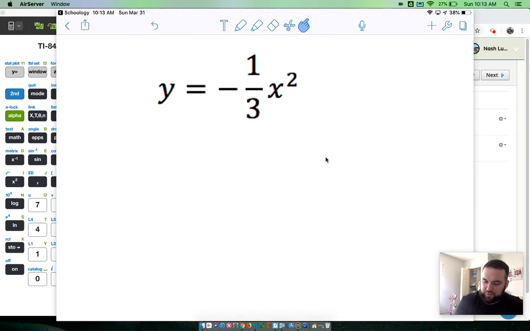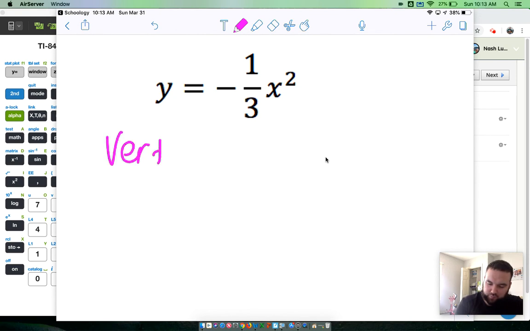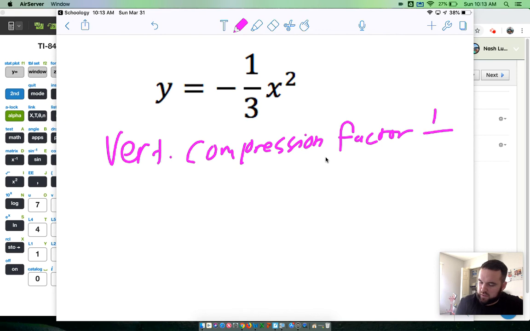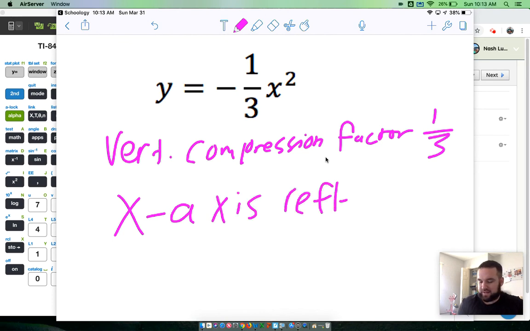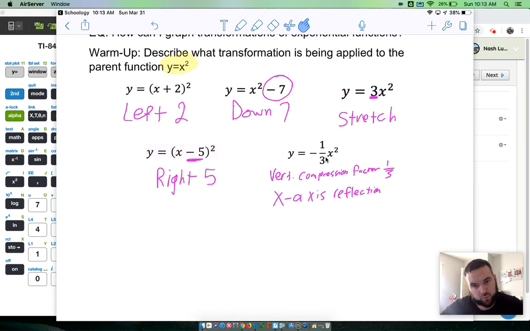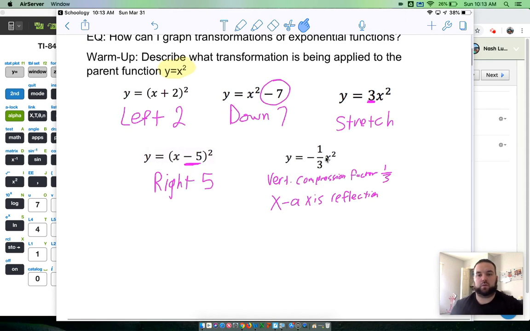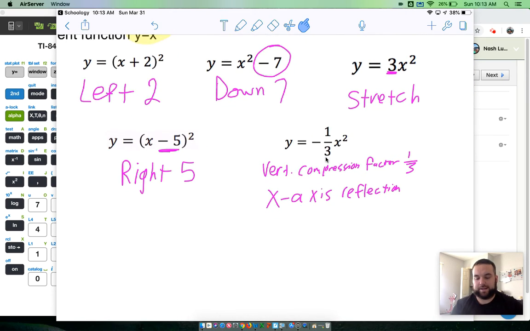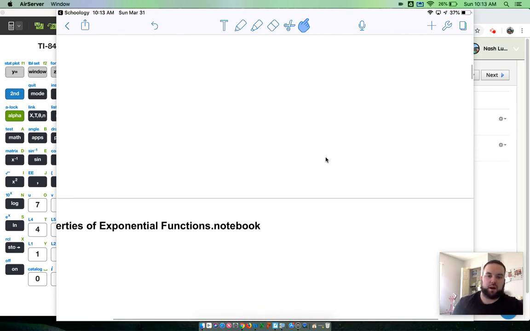And -1/3 x squared, there are actually 2 transformations going on. That is a vertical compression because of the factor 1/3. And then the negative is also flipping that parabola over the x-axis. So that is an x-axis reflection as well as a vertical compression. We're going to get into this a little bit today. It was usually pretty easy to tell between all of these 5 things when we talked about parabolas.